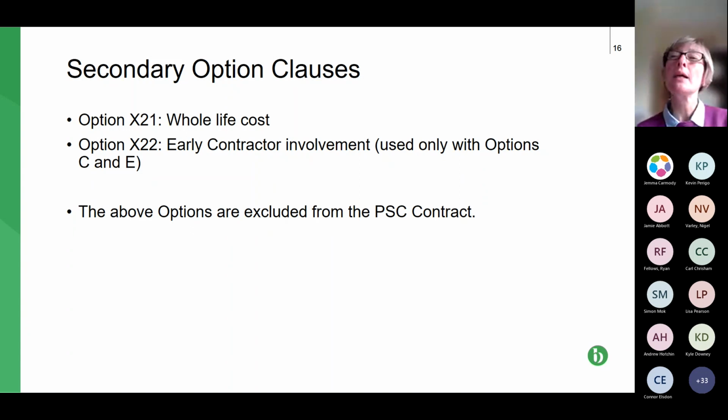Now, I'm not quite sure why that isn't in the professional services contract, and certainly you might want to consider including it if that provision is included in your engineering and construction contract. And then finally, X22, which is this early contractor involvement provision, which is only used with options C and E. So again, probably not appropriate for the consultants.